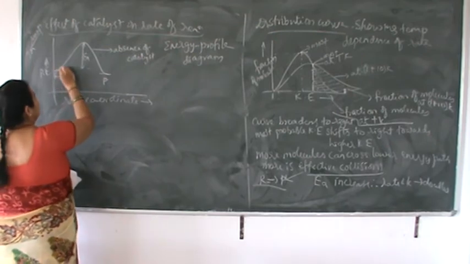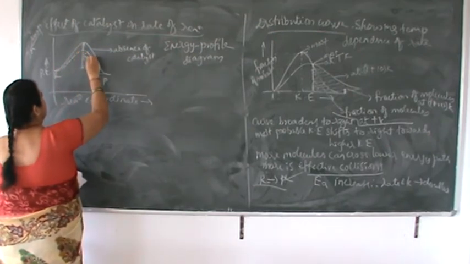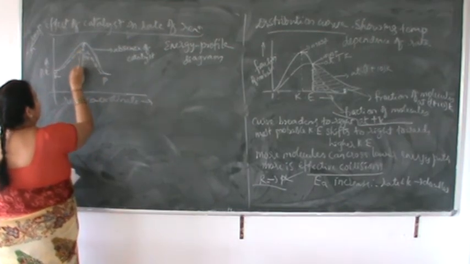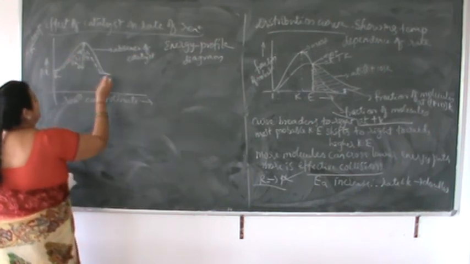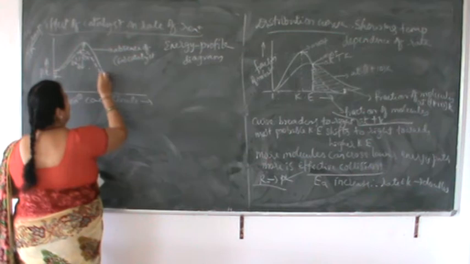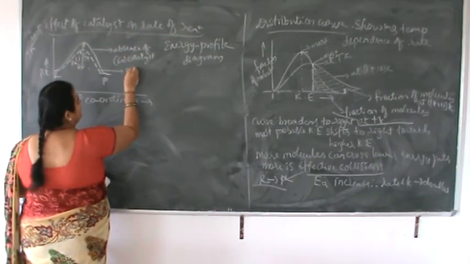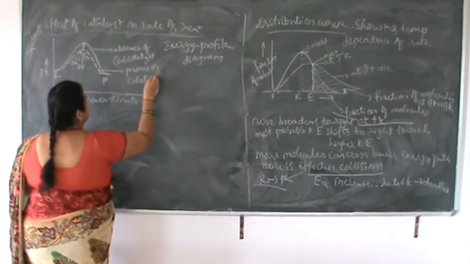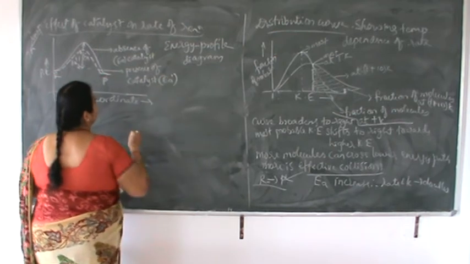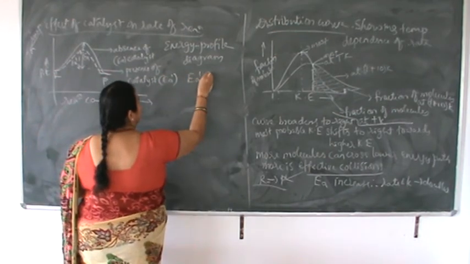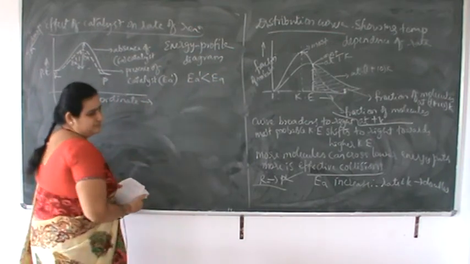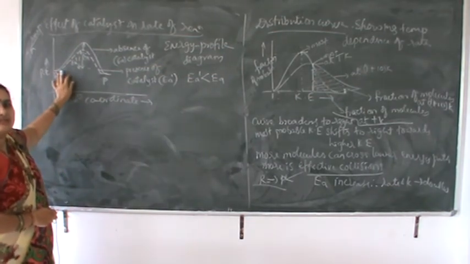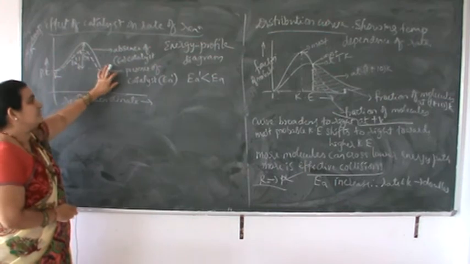So now another graph I will draw. That is the same reactants to products, but EA dash. In the absence of catalyst it is EA, and the dotted line will be the presence of catalyst, and it is EA dash. Okay, EA dash is less than EA. So the graph itself indicates that you decrease the activation energy when you add the catalyst.